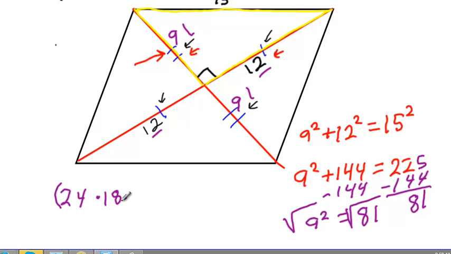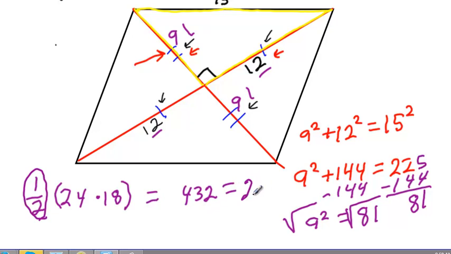Right? And our formula says we take half of the product, 1/2 of that. So we got 24 times 18. Take your calculator and you'll get 432. And we want half of that. So divide that by 2 and you'll get 216. And it's meters. I didn't label it, so the area equals 216 square meters.